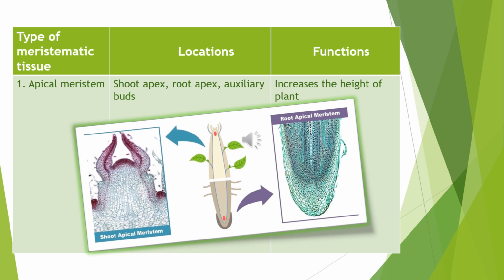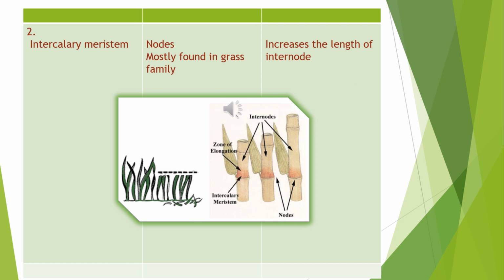The first type of meristematic tissue is apical meristem. Apical meristems are found in the shoot apex, root apex and axillary buds. The plant increases its height due to the activity of this tissue. The second type is intercalary meristem. Intercalary meristems are found at nodes. The length of the internode increases due to the activity of intercalary meristem. They are found in plants mostly of the grass family and bamboo plants. The function is to increase the length of internodes.